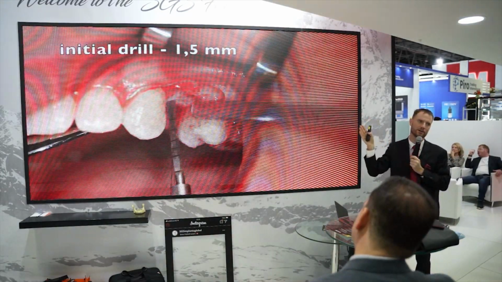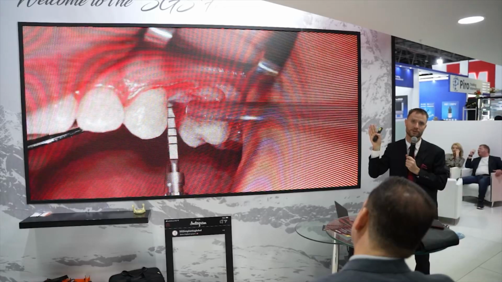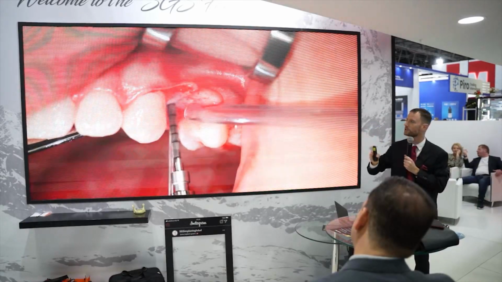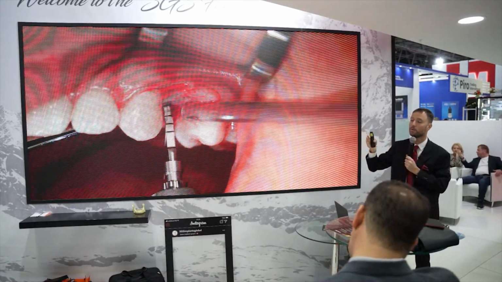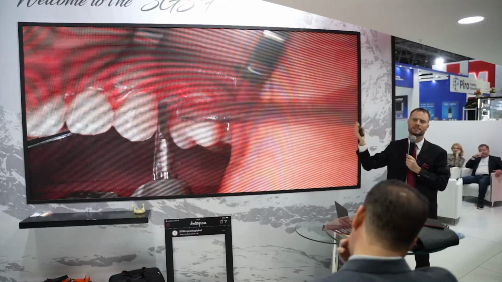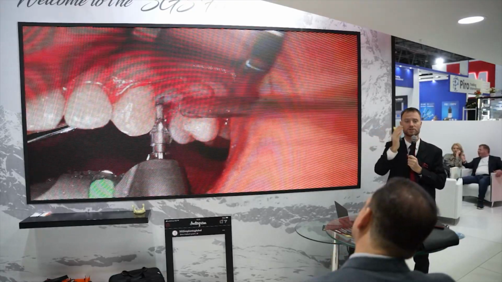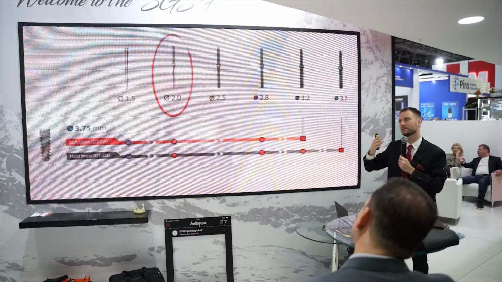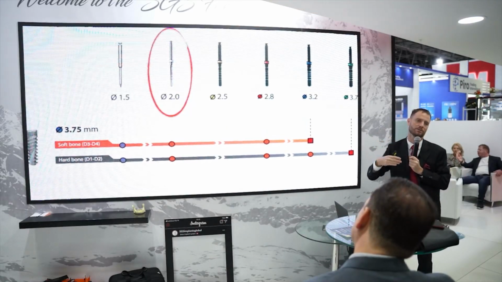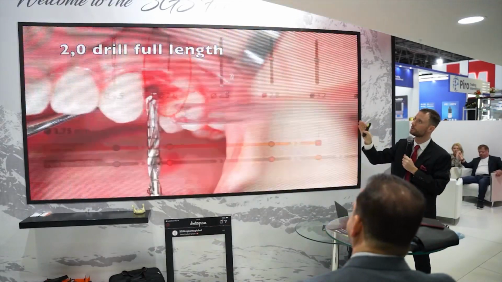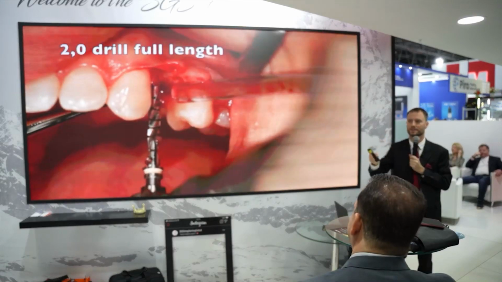Then you go with a pilot drill. Usually it's sharp enough to determine any type of angulation, any type of what you wish to have. This is what we call mental navigation. You watch the CT, you have some ideas, you have some pictures, but you do the whole sequence freehand. Then the normal sequence follows, depending on the system.